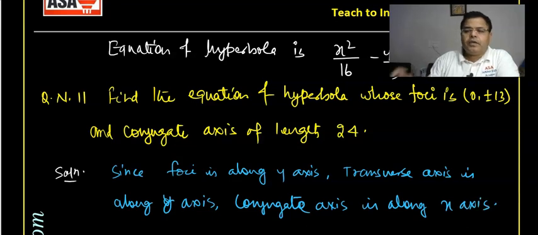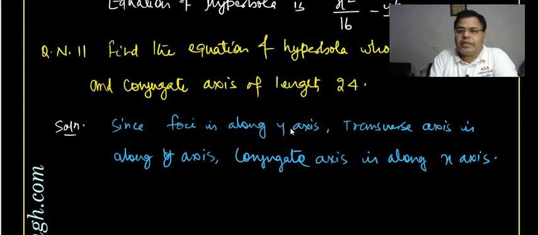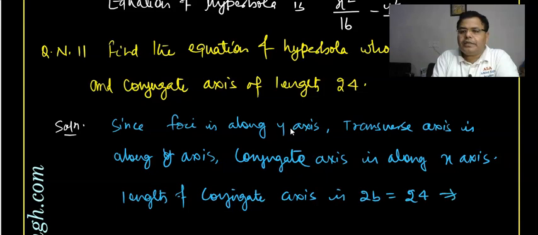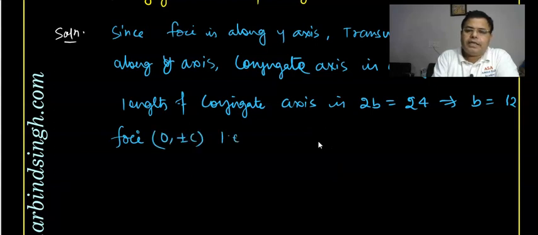So the length of the transverse axis is 2a, and the length of the conjugate axis is 2b. The length of the conjugate axis is 2b, that is 24, and therefore b is equal to 12. Now foci is (0, ±c), that is (0, ±13) is given, and therefore c is equal to 13.